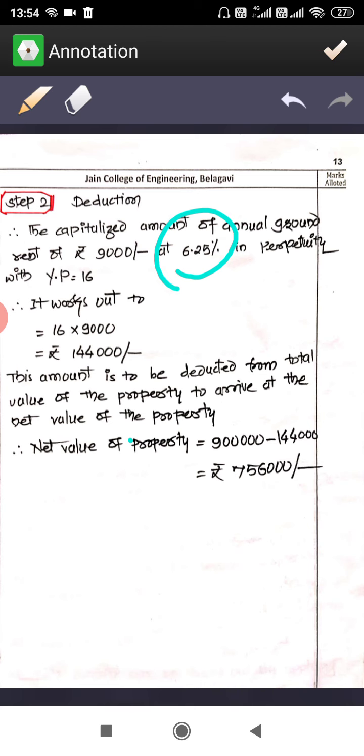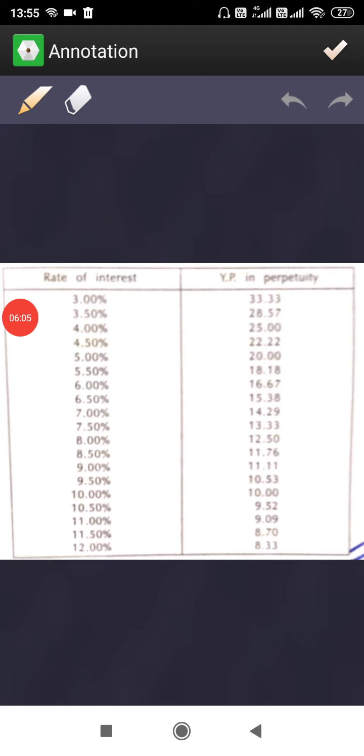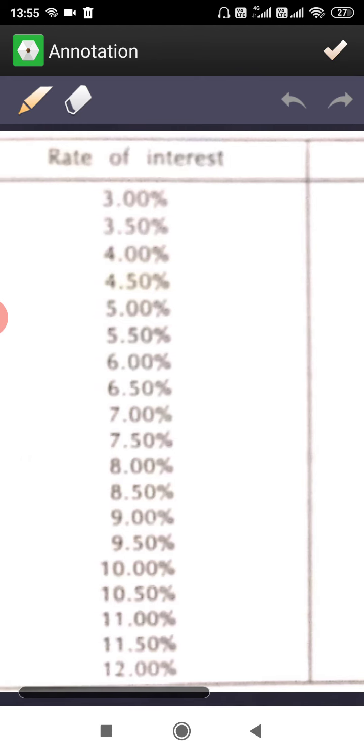But here, for the sake of understanding, you should know that we are going to refer to table number 5 of the valuation, and from there we are going to choose the year of purchase for the rate of 6.25. Let's see how that table is and how I'm getting the value there. Now here you can see the table, and in that table you will be having the rate of interest and the year of purchase. If I zoom in, here you are going to get the rate of interest. I'll be having the rates I am going to choose, that is 6 and 6.5. So I have taken the average between these.